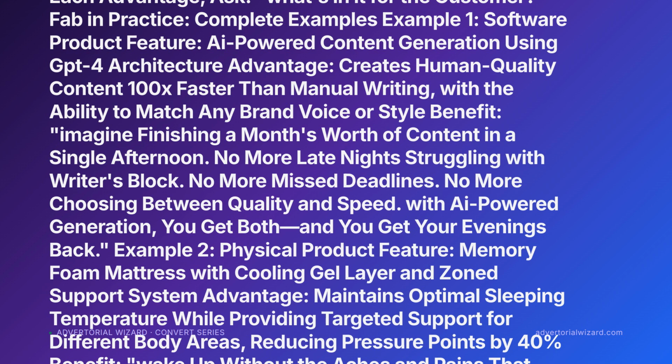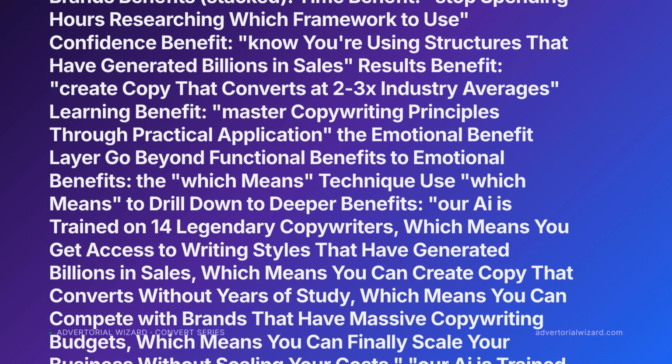Example 2, physical product. Feature: Memory foam mattress with cooling gel layer and zone support system. Advantage: Maintains optimal sleeping temperature while providing targeted support for different body areas, reducing pressure points by 40%. Benefit: Wake up without the aches and pains that have become your morning routine. No more tossing and turning to find a cool spot. No more waking up with a sore back. Just deep, restorative sleep that leaves you energized and ready to take on the day.